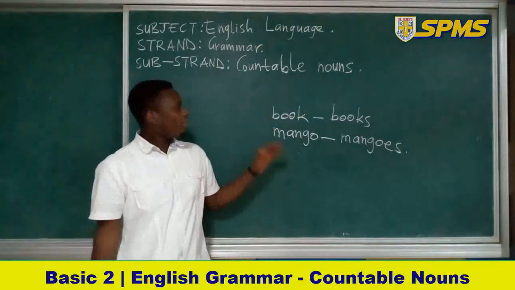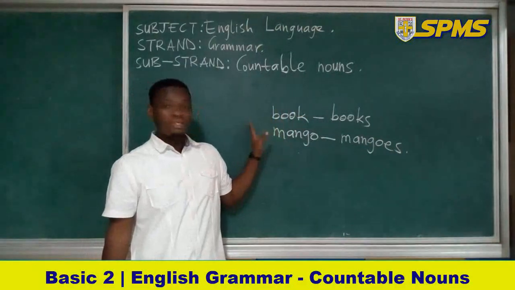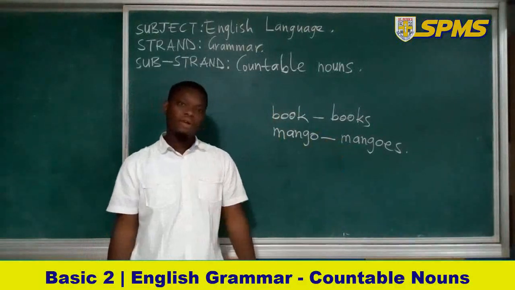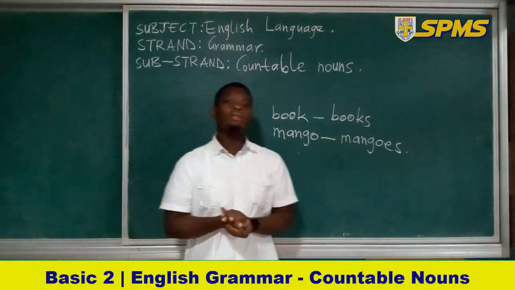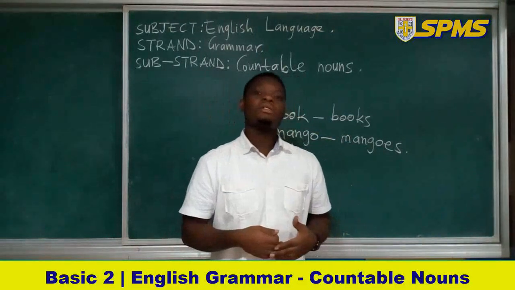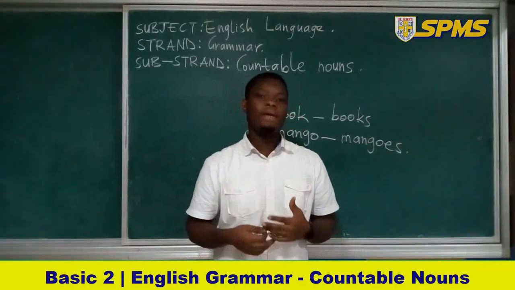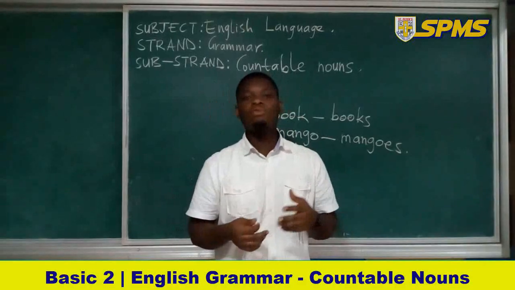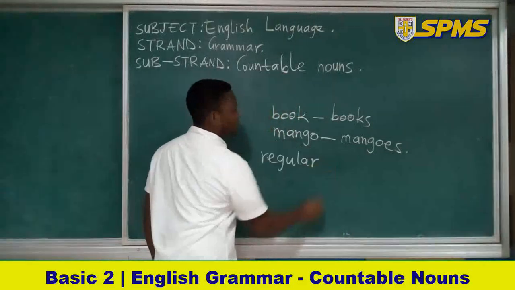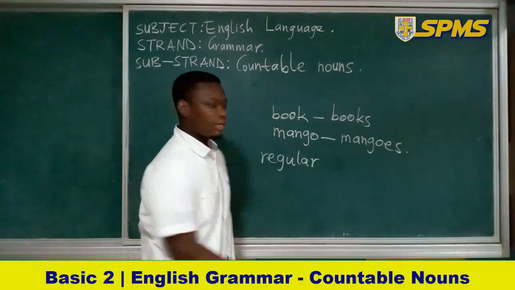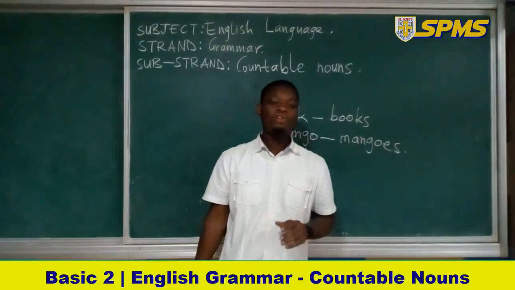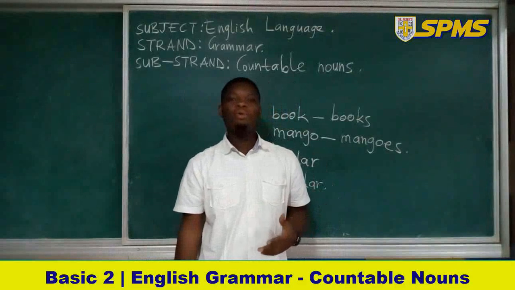Very good. So we have the singular on the left, and then the plurals on their right. Whenever we talk about plurals of countable nouns, we have some types or differences in them, and there are two of them. The first one is regular countable nouns, and then the second one is irregular. Let's take them one after the other.